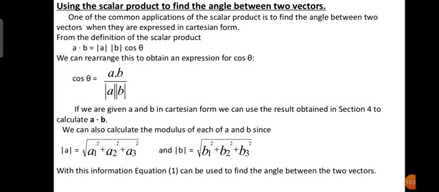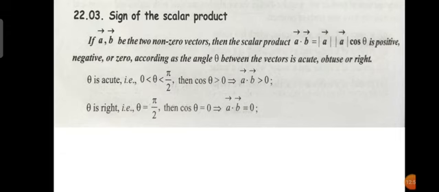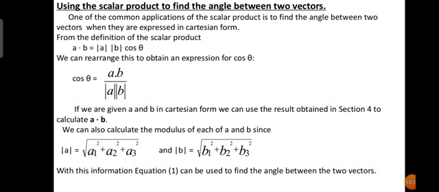Okay, yes, this is that. And now, the sign of the scalar product. What is the sign of a scalar product? Yes, in this chapter we have vectors a and b, which means these all are vectors.